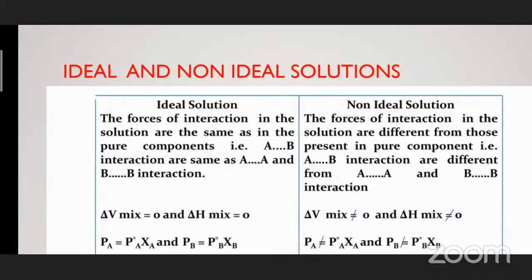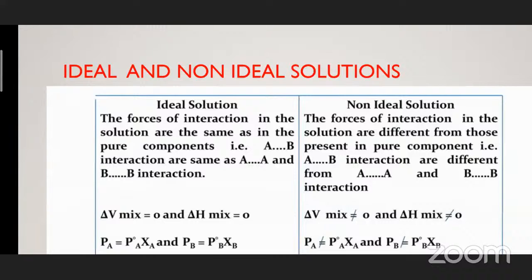So what is delta V mix? Delta means the change. Change in the volume. Suppose I am taking 30 ml of the solute and 70 ml of the solvent. What would be the volume of the solution? It would be 30 plus 70, nothing but 100 ml. The final volume should be 100. And what is the initial volume? 30 plus 70, it should also be 100. So what should be the change? 100 minus 100.